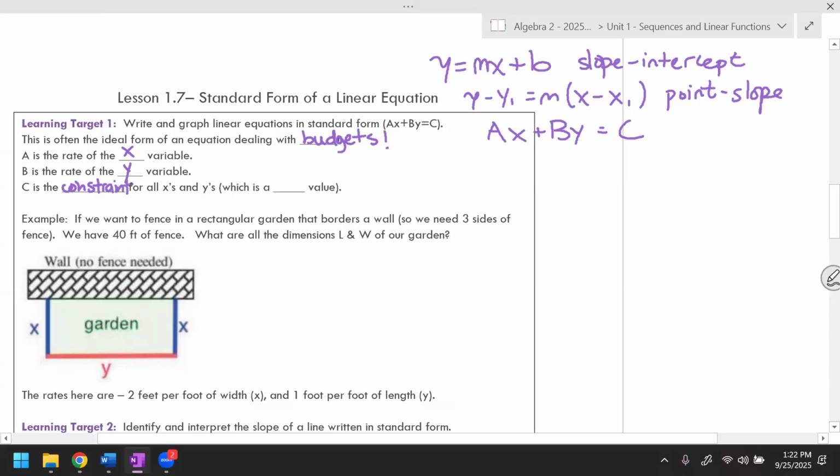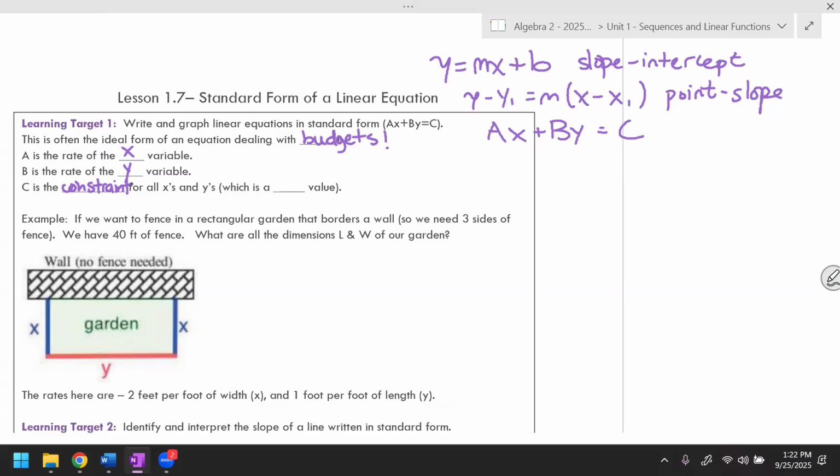A constraint. Because it constrains you, right? Like our budget, the amount of money we have constrains what we can buy for dinner. If we had unlimited money, we could buy as many egg rolls and gyros as we want. Okay? So check out that example there.